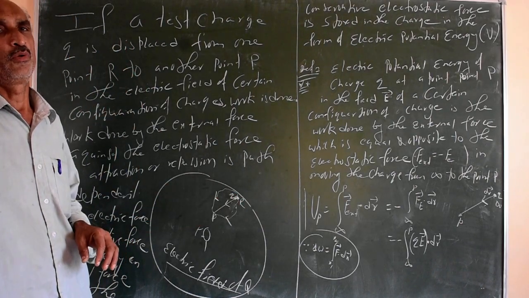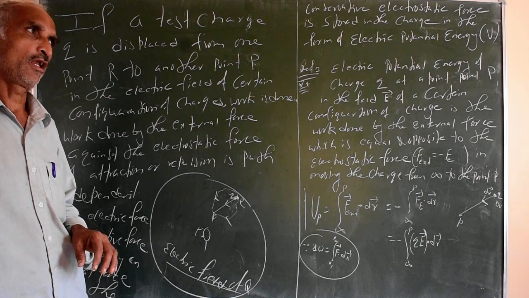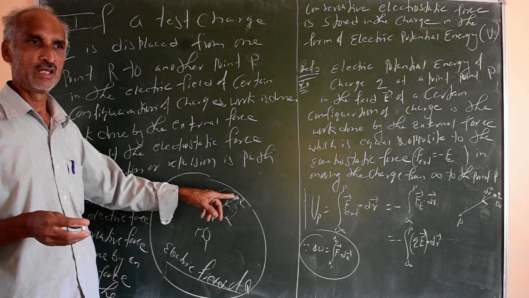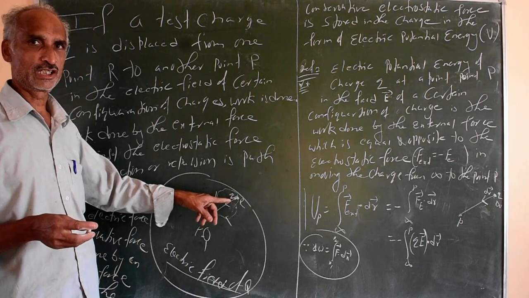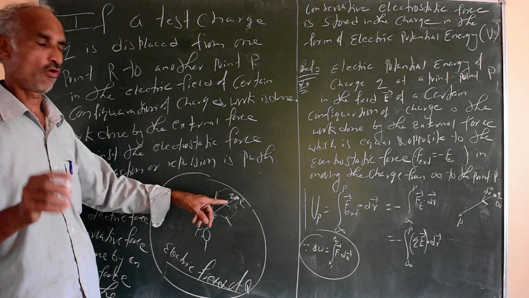In that case, when the net force is zero, according to Newton's second law, net force F equals ma, so if F is zero, the acceleration is zero. Zero acceleration does not mean that the body is at rest. The body may be moving with a constant speed.